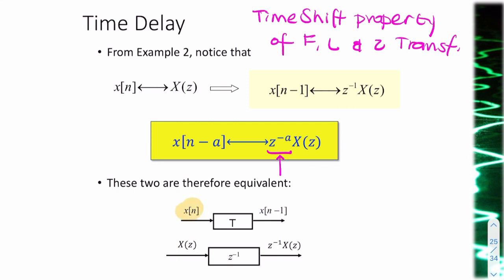So if you have a signal x of n and it's delayed, then you have x of n minus 1, that's a delayed version of x of n. In the frequency domain, if you take x of z and you delay it, rather than using t, we use z to the minus 1. So try not to use t when talking about signals in the z domain. So z to the minus 1, this is a delay. Delay by one sample. So if you're to delay by 2 samples, it would be z to the minus 2. If you're delaying by a samples, it's z to the minus a.